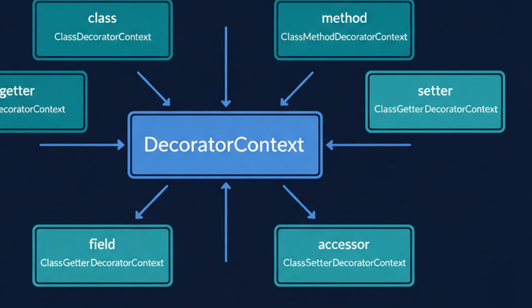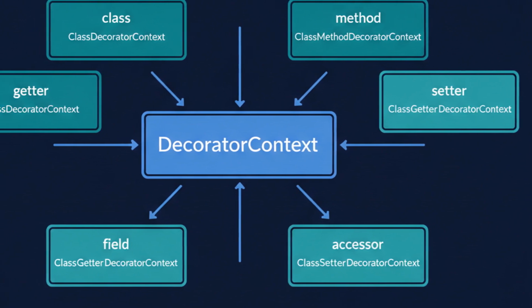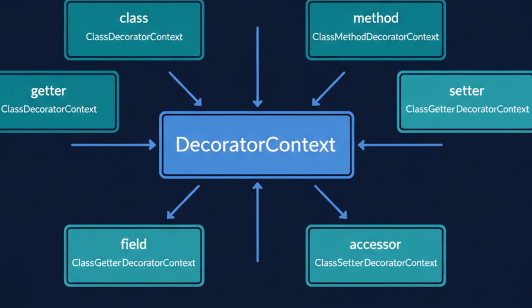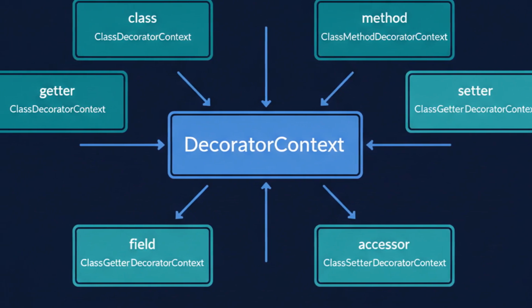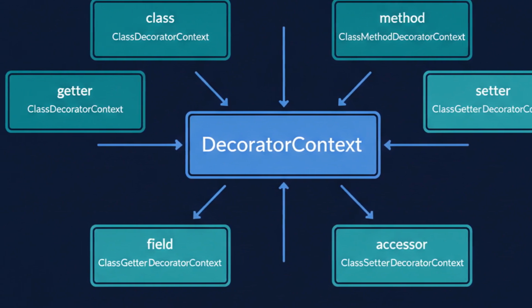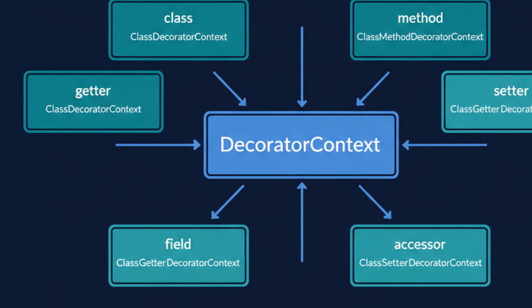The context kind field is a discriminated union. It can be class, method, getter, setter, field, or accessor. TypeScript ships a specific context type for each one: ClassDecoratorContext, ClassMethodDecoratorContext, ClassFieldDecoratorContext, and so on. Narrowing on kind gives you the exact context type with the right helpers. This is what makes modern decorators genuinely type safe.